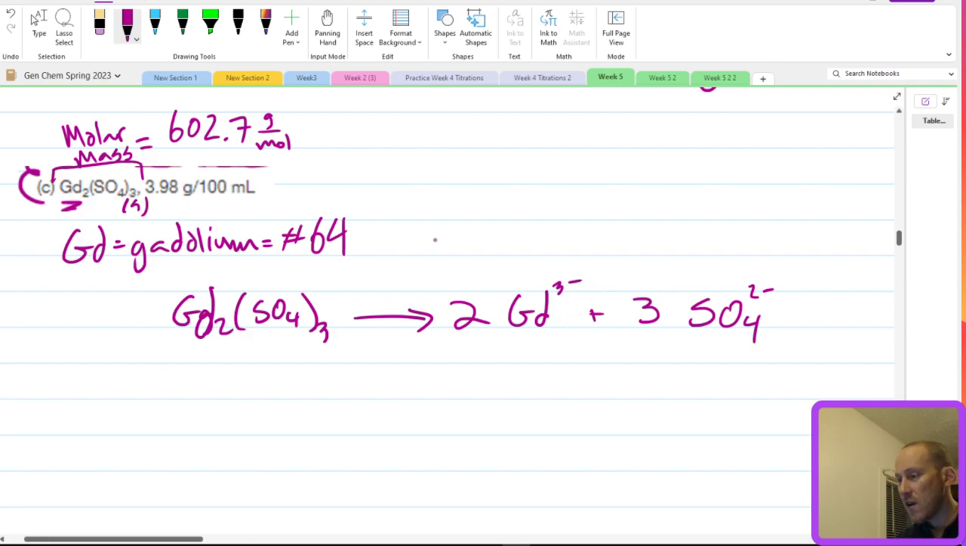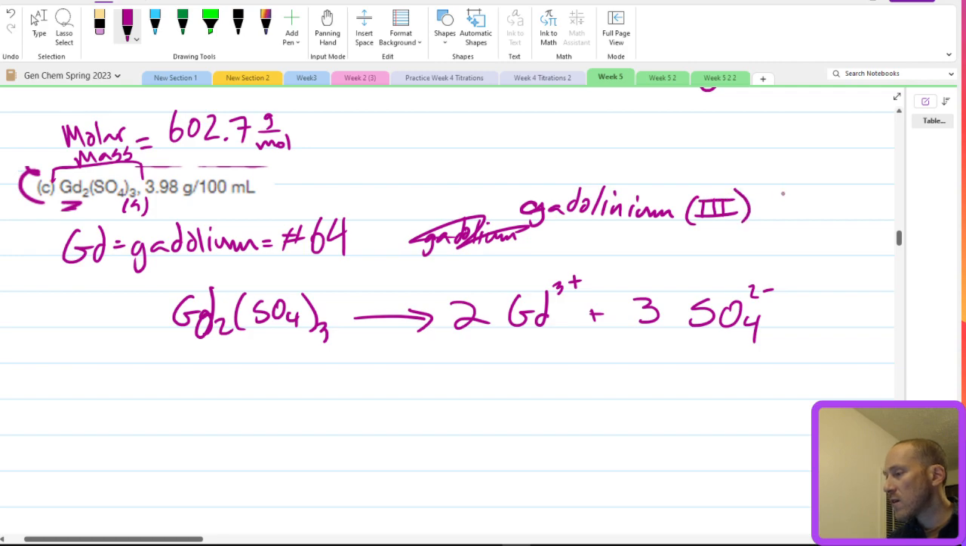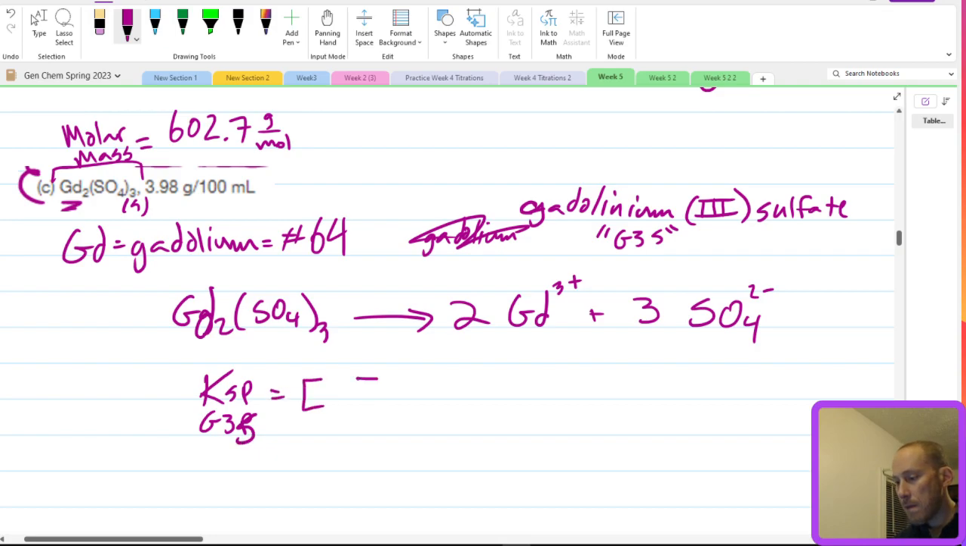So the name of this is going to be gadolinium 3 sulfate, by the way. And the KSP, let's just call this G3S for the moment. The KSP of G3S is going to equal the products, which are going to be the concentration of our gadolinium cation squared times the concentration of our sulfate cubed.